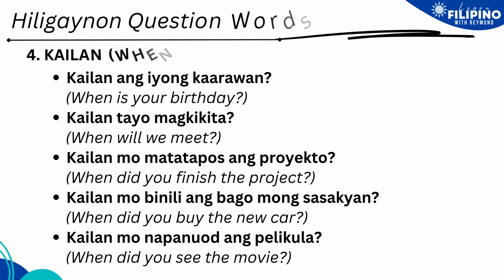The fourth one is kailan, which translates to when in English. Kailan ang iyong kaarawan? So when is your birthday? Kaarawan is birthday. So kailan ang iyong kaarawan? Kailan tayo magkikita? So when will we meet? Tayo is us, and magkikita is to meet. So kailan tayo magkikita?